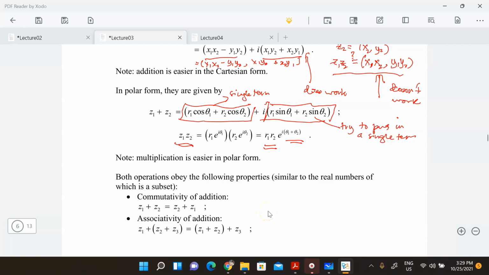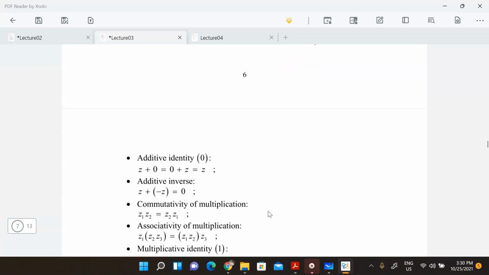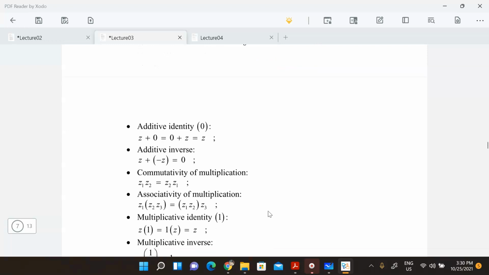And if you know how to add two numbers, then you should be able to add three numbers, because no matter which two numbers you add first, the result will be the same. I can remove the brackets to show which operation is done first, and just represent it as Z1 plus Z2 plus Z3. That's what we call associativity of addition. Then we have the additive identity, which is just 0, and the additive inverse, which is just minus Z.